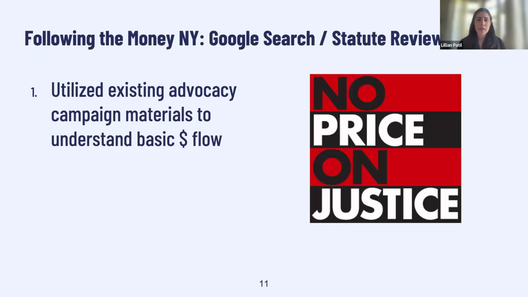And a fund that kept coming up over and over was this fund called the Criminal Justice Improvement Account, or the CJIA, which seemed to be one of the biggest places where most of the money based on statute was flowing into.